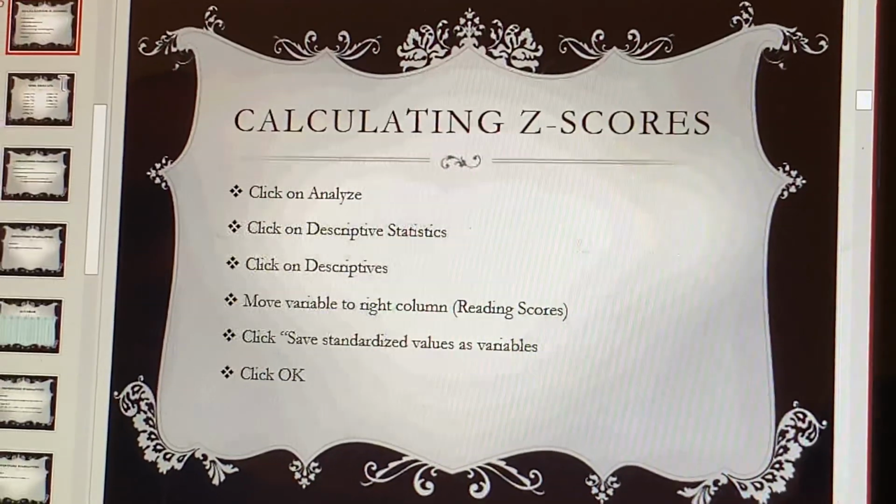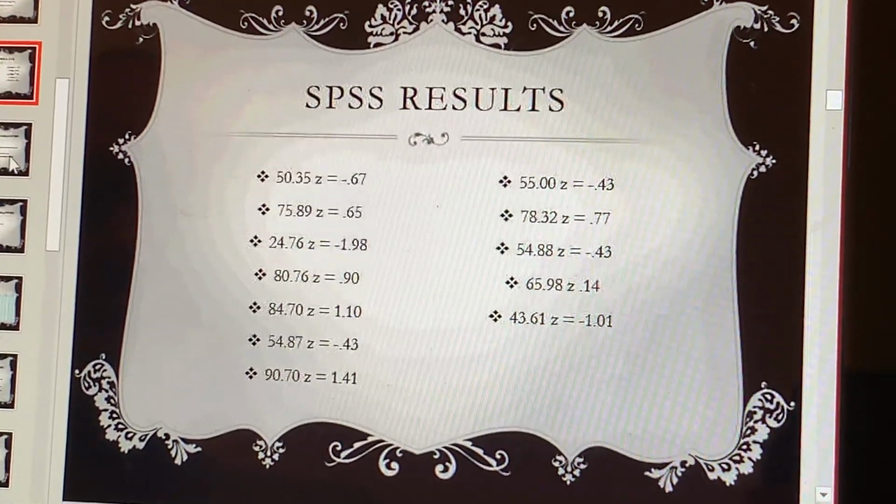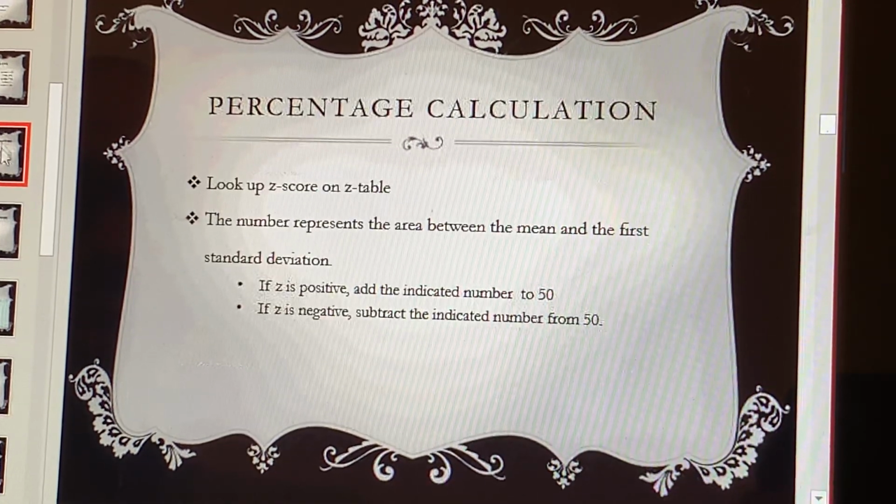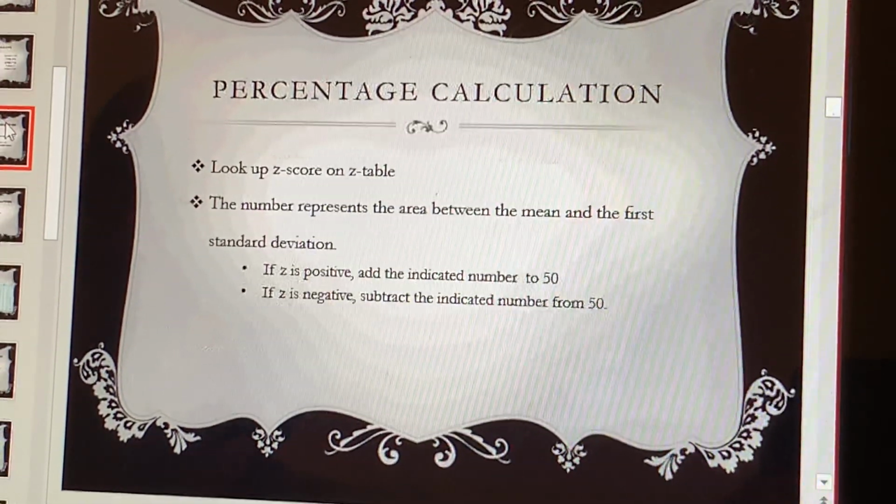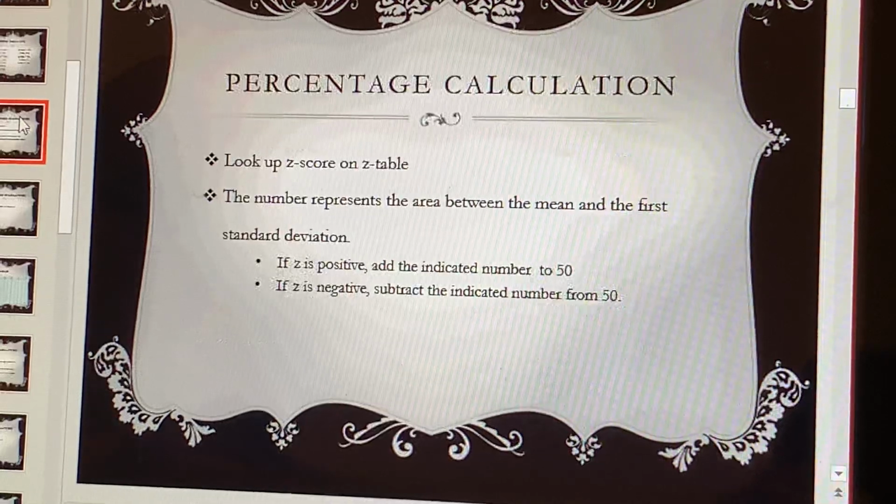Now, I put my Z-scores on my presentation because it sets it up for the percentage calculation. That's the first way we're going to look at these scores.